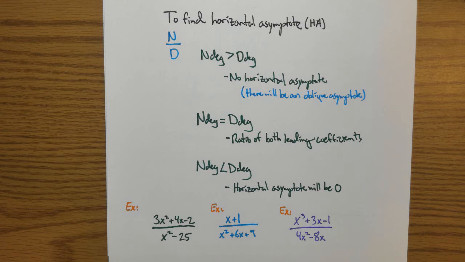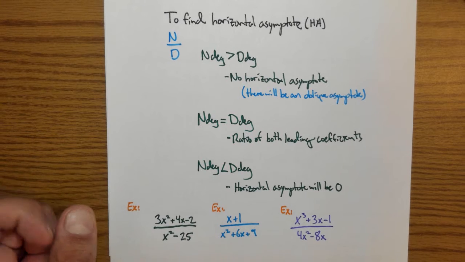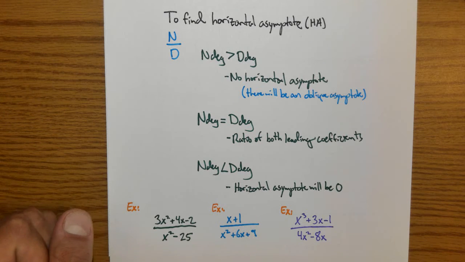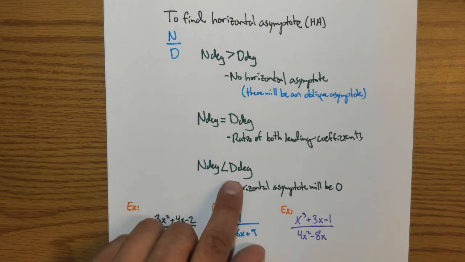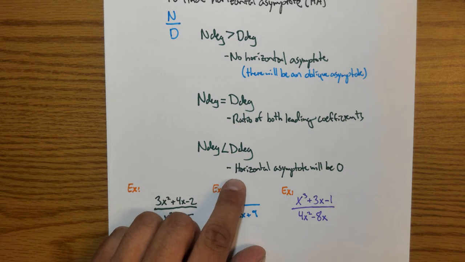And then we have the case where the degree of the numerator is equal to the degree of the denominator. And that is just the ratio of both leading coefficients. Very similar to when we were finding the limits, right? In fact, they're very much so related. And then finally, we have the degree of the numerator is less than the degree of the denominator, and that means the horizontal asymptote will be 0. Again, very similar, right?